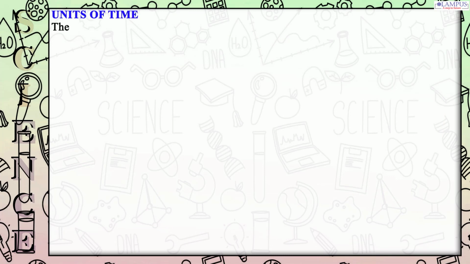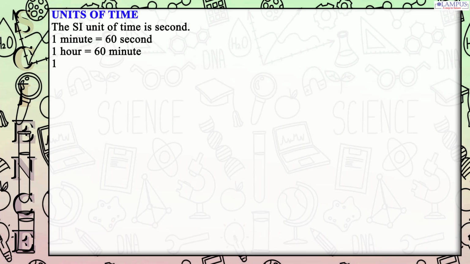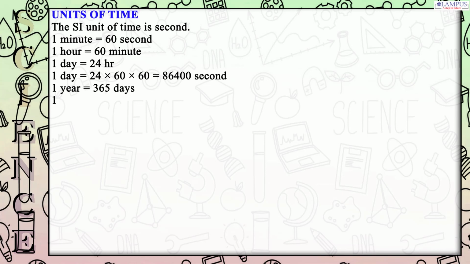Units of time. The SI unit of time is second. 1 minute equals 60 seconds. 1 hour equals 60 minutes. 1 day equals 24 hours. 1 day equals 24 times 60 times 60 equals 86,400 seconds.